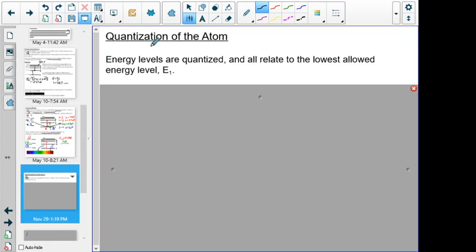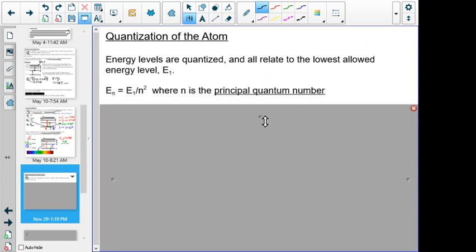Anyhow. So let's talk about quantization of the atom. This is just some side notes. You don't need to know any of the equations on here. Energy levels are quantized. They relate to the lowest allowed energy level E1. So you're wondering where I got all those various numbers for the energies. It's E1 at 13.6 divided by n squared, and that n is 1, 2, 3, 4, 5, 6, etc., called the principal quantum number. You don't need to know this equation. You don't need to use this equation.